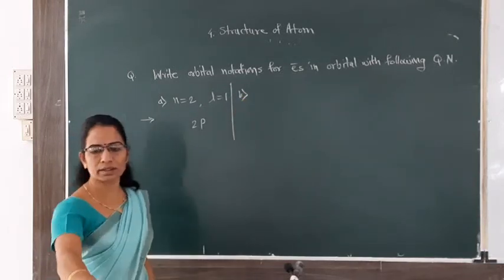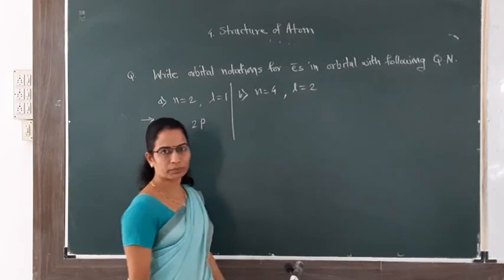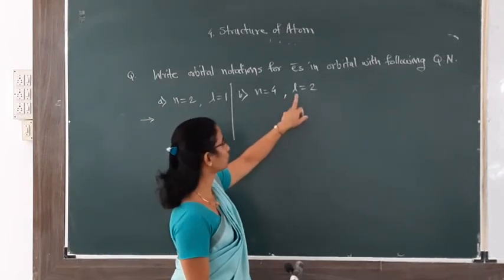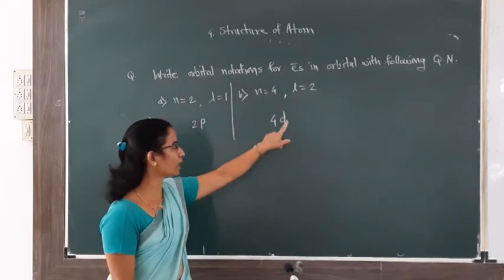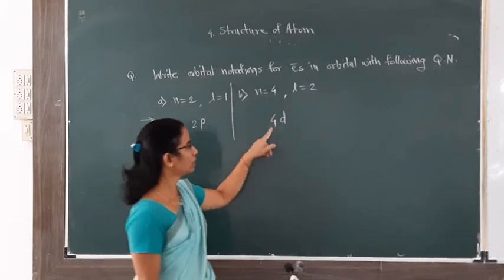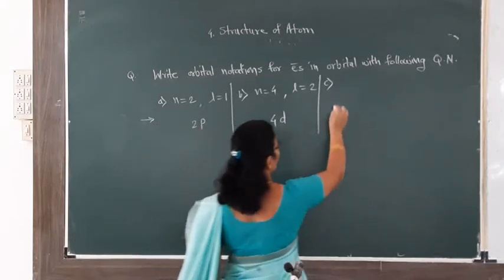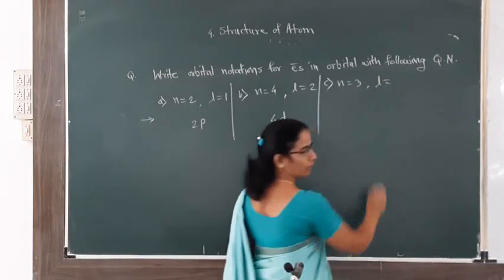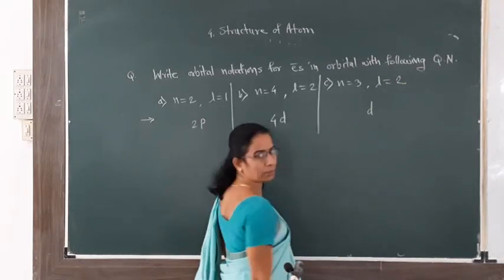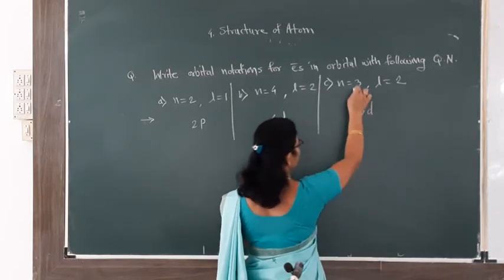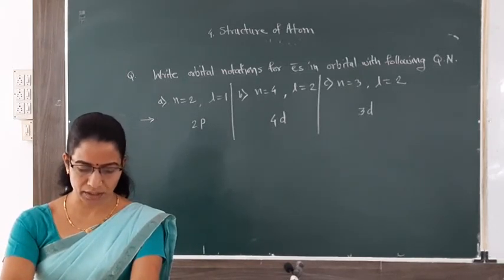Similarly, see the second case. Here n is equal to 4 and l is equal to 2 is given. l is equal to 2 indicates d subshell, while n is equal to 4 will indicate that the d subshell is present in the fourth shell or fourth orbit. Let's see the next case, that is n is equal to 3 and l is equal to 2. Again, for l is equal to 2, the subshell is denoted as d and it is present in the third shell. In this way, the questions are asked in the exam.